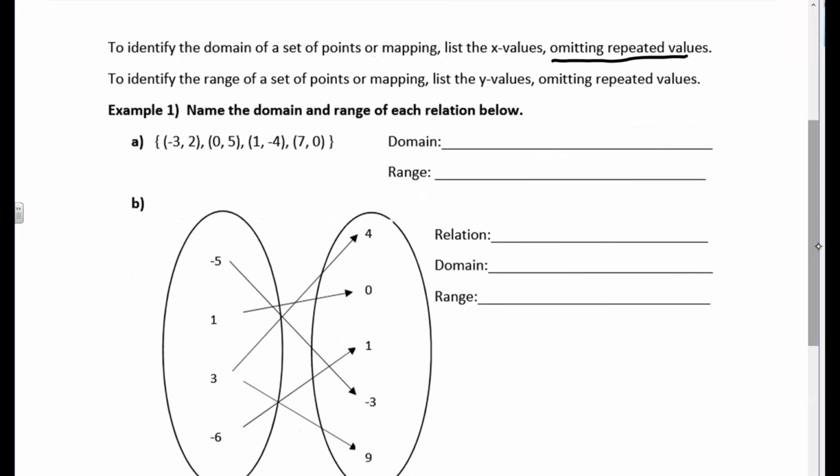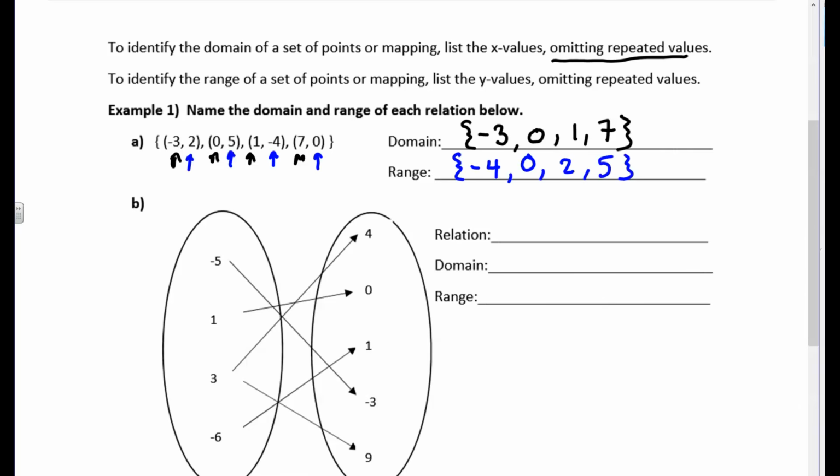So here in part A, I'm going to list all of these x values as my domain: -3, 0, 1, and 7, and notice I'm writing them in order. And then for the range, I'm going to list all the y values, which were -4, 0, 2, and 5. And notice I rewrote those from least to greatest. Now when we have a mapping, and this down here is called a mapping, we do the exact same thing.